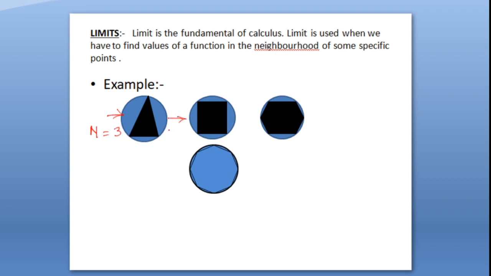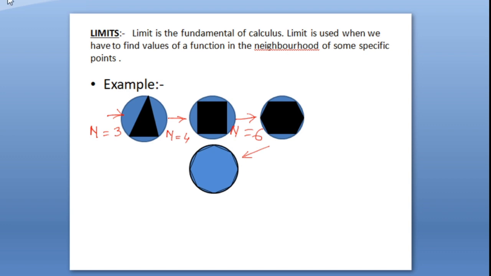Next I am taking one quadrilateral. For that the number of sides will be equal to 4, and we can see whenever we are increasing the number of sides, then more area of the circle is covered. Next I am taking one hexagon, which is n equals 6, and here more area than these two is covered. In this way I am continuously increasing the number of sides.